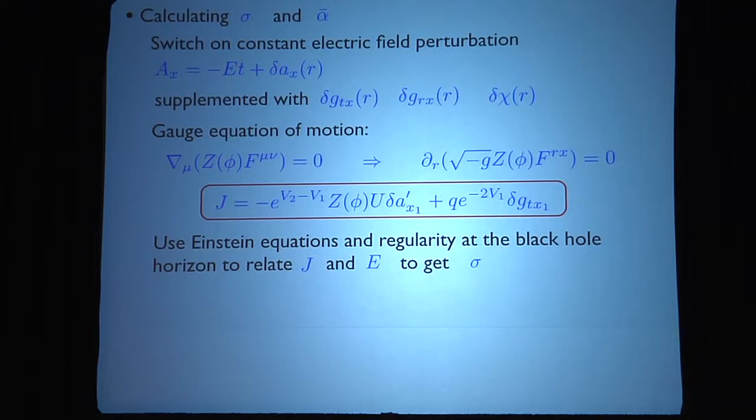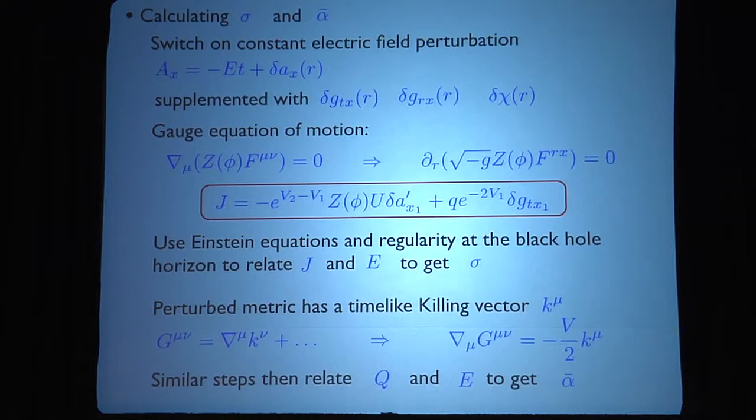How about alpha bar? In fact, this ties in with something that Nick Warner was talking about yesterday. We observe that the perturbed metric has a time-like Killing vector. I then build this two-form by taking the covariant derivative of the Killing vector. And the dot, dot, dot is some stuff involving the gauge field, which I won't write down, but it would actually be very similar to what Nick had yesterday.